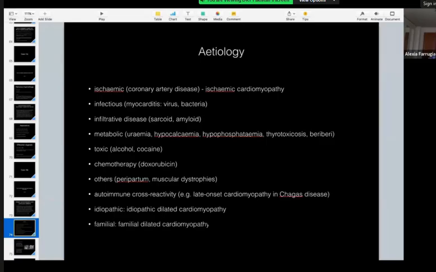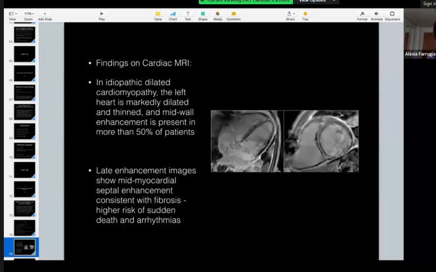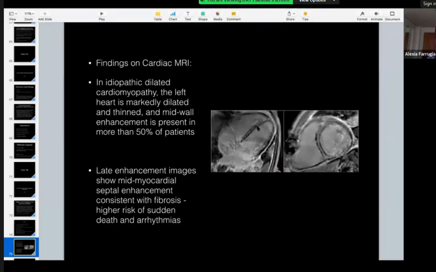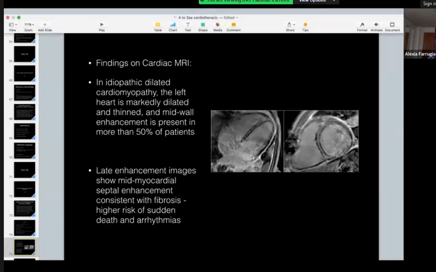This case was idiopathic dilated cardiomyopathy, and it could also be familial, so there could be a genetic element to it as well. And on cardiac MRI, we would see that the left heart is markedly dilated and thinned. There's mid-wall enhancement on late gadolinium sequence, which is consistent with fibrosis. And these patients have a higher risk of sudden death and arrhythmias because of this scar tissue. Okay.